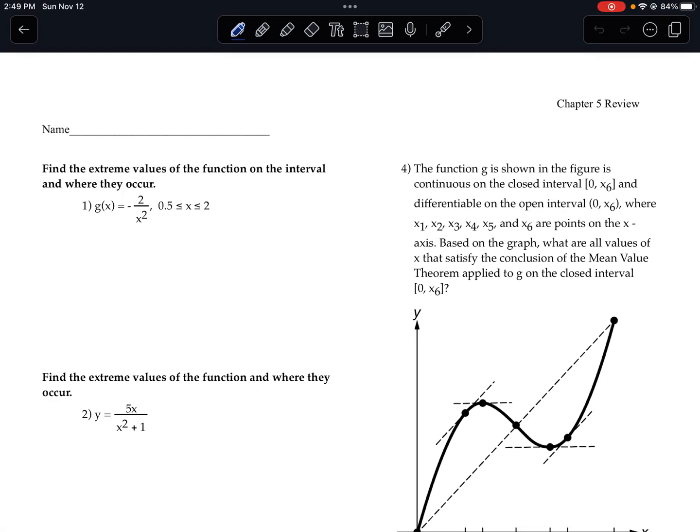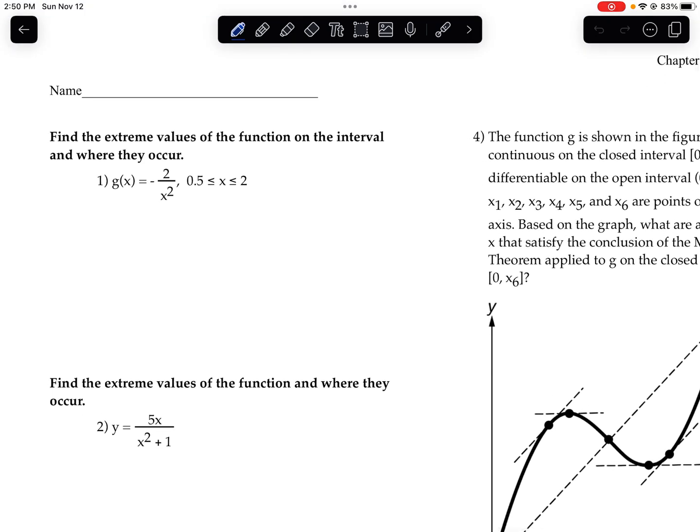Okay, so this is going to be a video on the review for Chapter 5. Alright, so find the extreme values of the function on the interval and where they occur. So, extreme values will occur when f prime of x is equal to 0 or undefined, or at endpoints.